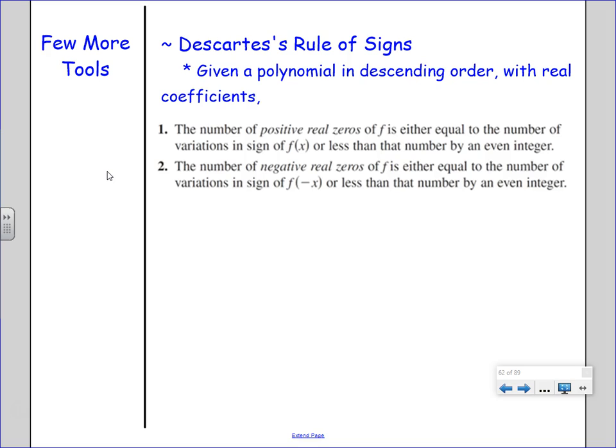Given a polynomial in descending order with real coefficients, the number of positive real zeros of f is either equal to the number of variations or changes in sign of f of x, or less than that by an even integer. The number of negative real zeros is either equal to the number of changes in sign of f of negative x, or less than that by an even integer.